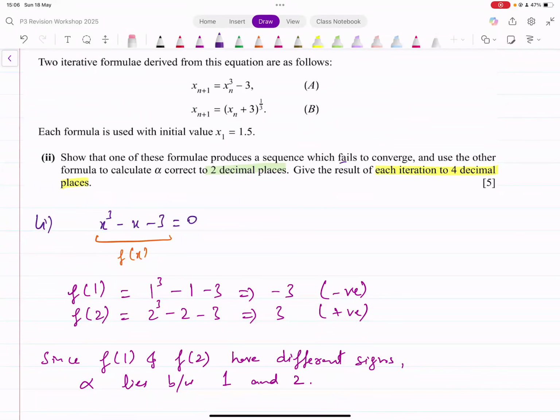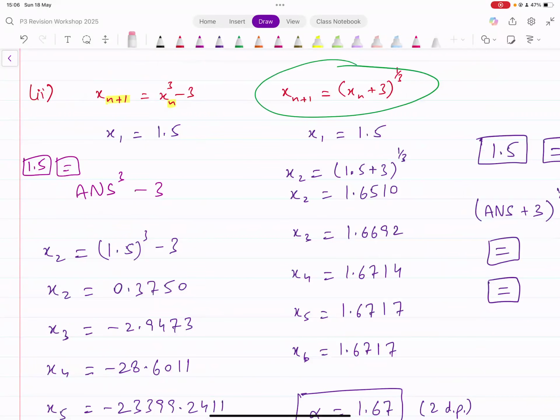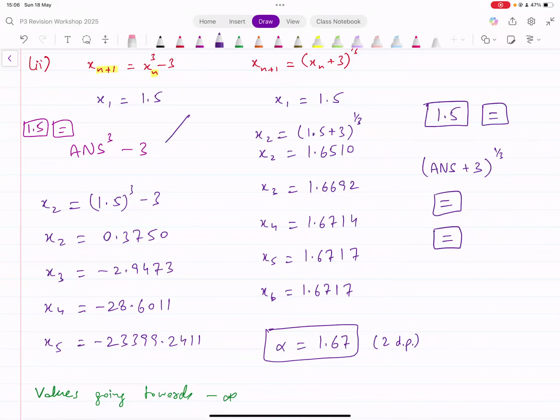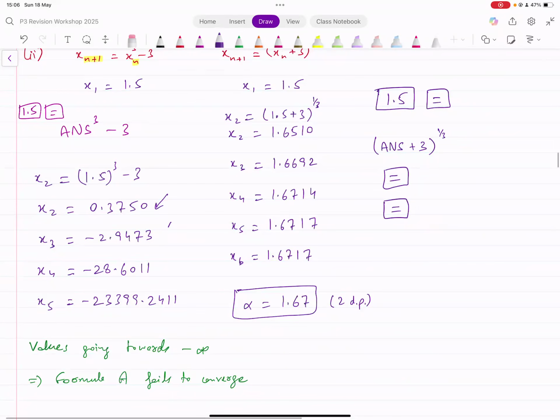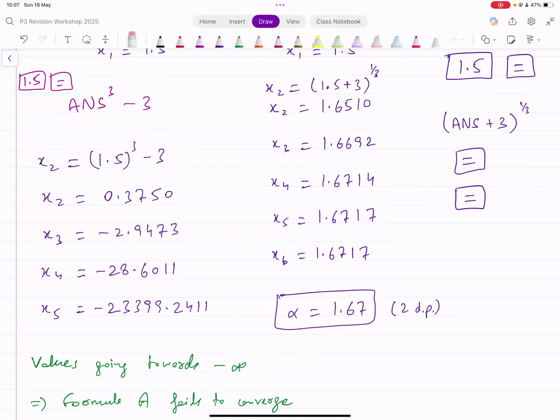Let's apply these iterative formulas. This is one iterative formula. This is the other iterative formula. We start both of them with 1.5. Let's look at the first one. When we input 1.5 there, we just do this on our calculator like we did earlier. Keep writing down the iterations and see what happens. x2 is this, x3 is this, x4 is this, x5 is this. You see, the values are going towards negative infinity. The distances between consecutive values are actually increasing. Rather than becoming stable, it's going further and further away in one direction.